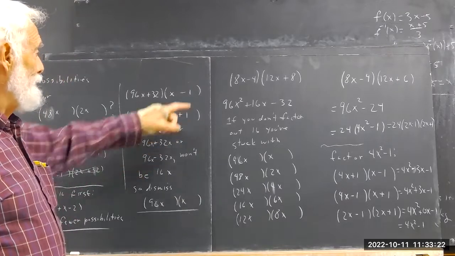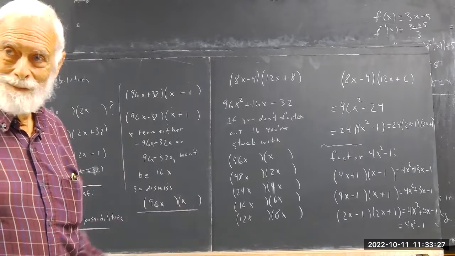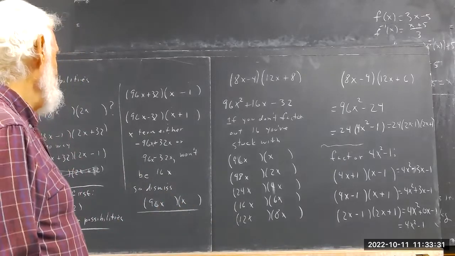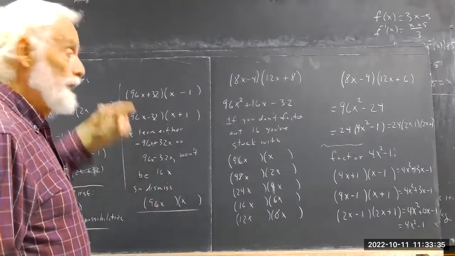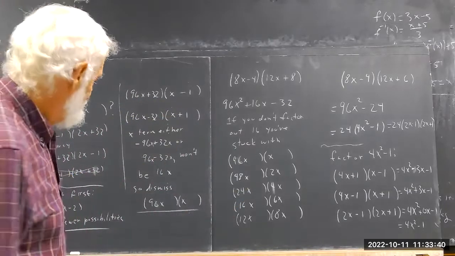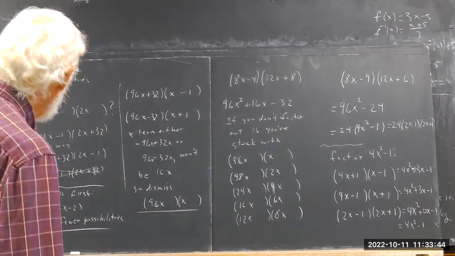And having a bigger number over here along with that 96 isn't going to be very conducive to getting only 16x. Okay. If we have just 2 here, we have 192x. Nothing's going to go here that does anything with that. So we can dismiss this possibility.